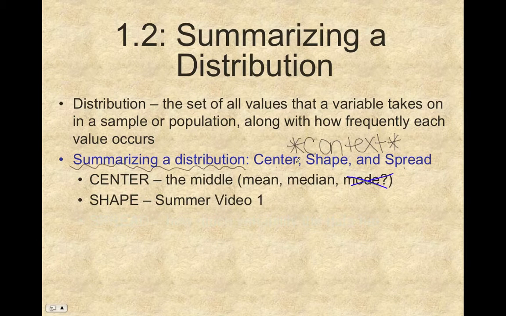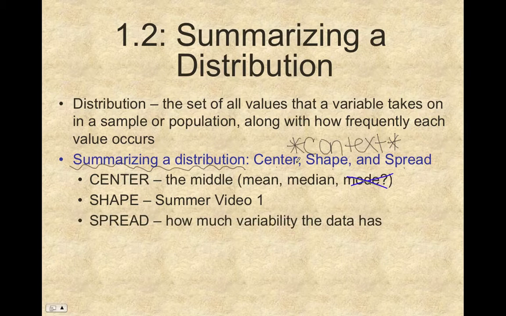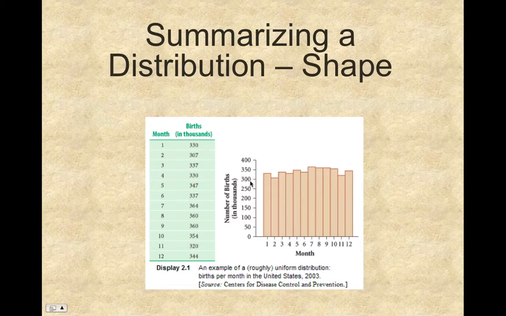For shape, please refer back to summer video 1. Actually, I'm going to go through our choices as a quick review, but really you learned about that in your summer assignment. For spread, that tells me how much variability the data has, and I'll address that one more later. So of our 3 big characteristics, center, shape, and spread, I'm going to start by reminding you of the different shapes that can be presented in a graphical display, such as a histogram.